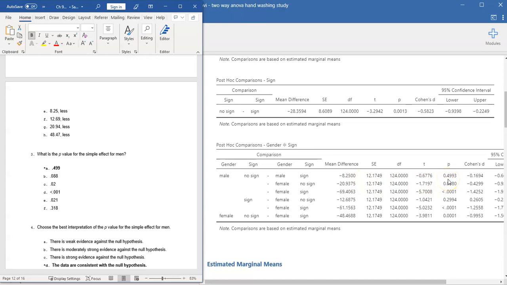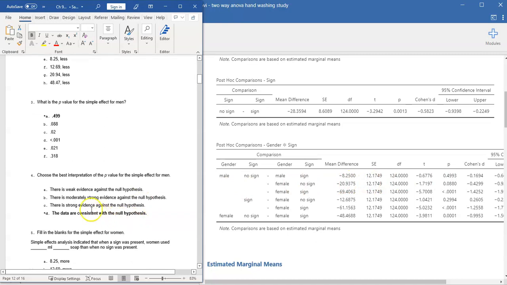The p-value of 0.49 is pretty large. So this difference is very likely to be due to sampling error. So the interpretation here is that the sign didn't really have a very compelling effect on the male's hand washing behavior, or their use of soap at least. And then that comes down here. This p-value suggests that these data are consistent with the null, that the sign didn't have much of an effect.